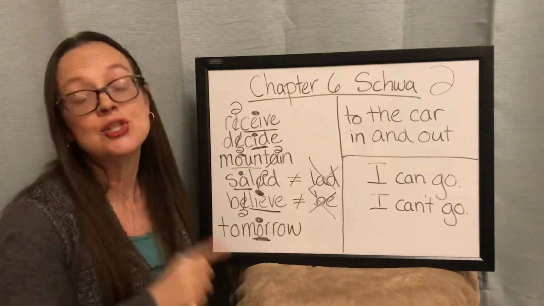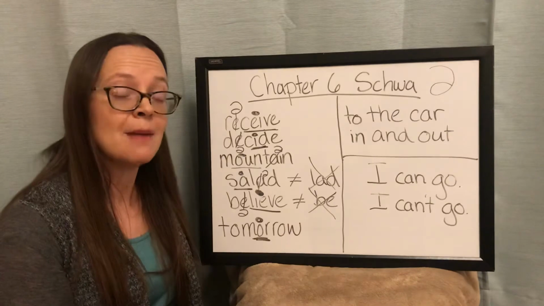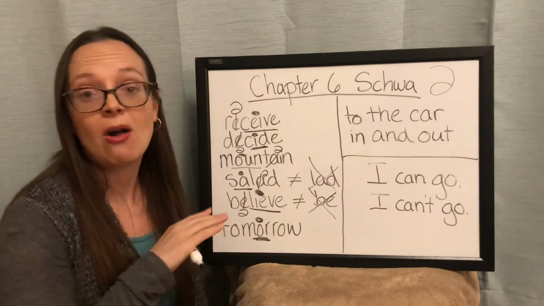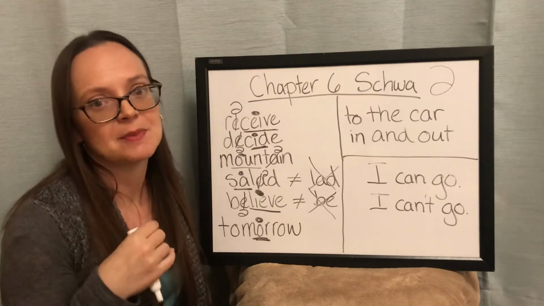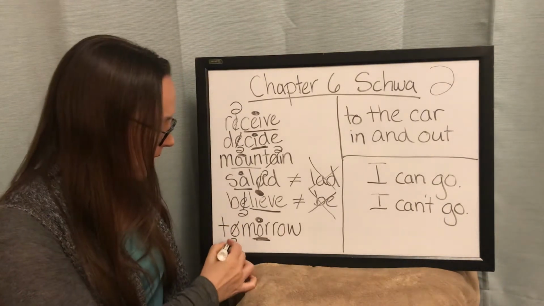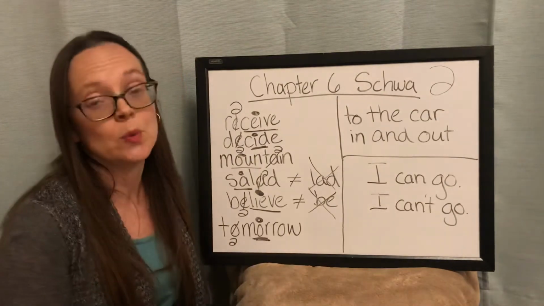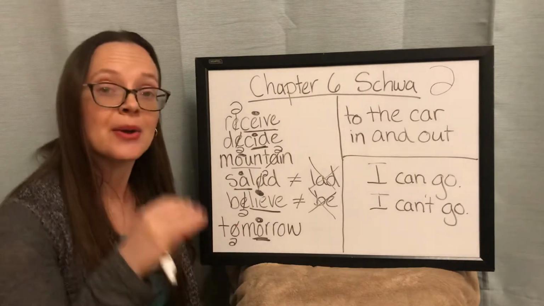Now, we have two unstressed syllables, and I want you to notice they don't both become schwa. Schwa is an option. Not all unstressed syllables become schwa. Lots and lots of unstressed syllables become schwa, but not all. In this case, two could become schwa, ta, tomorrow, but this one needs to stay o, so we can't change that one to schwa. Try for me, tomorrow.